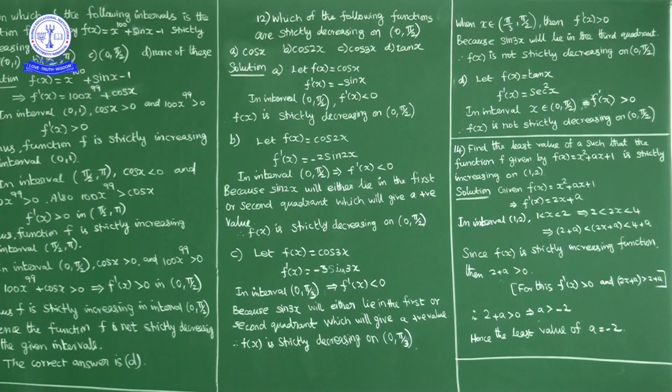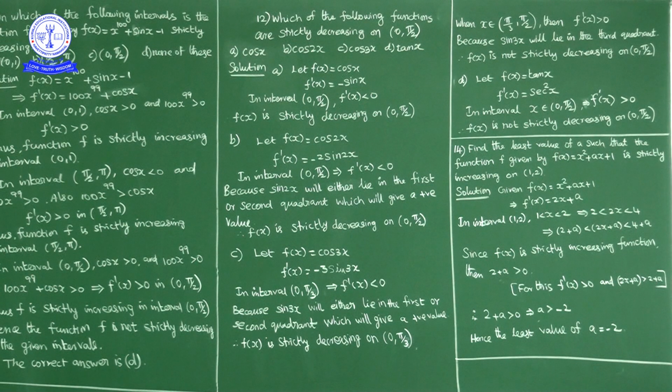That is what is written here. F of x equal to cos 2x, its derivative f dash of x is equal to minus 2 sin 2x. In the interval 0 to pi by 2, x belongs to 0 to pi by 2, 2x belongs to 0 to pi, sin 2x is in the first or second quadrant. In both quadrants sin 2x is positive. Positive multiplied by minus 2 is negative. So f dash of x is negative, and f of x is a decreasing function in 0 to pi by 2.